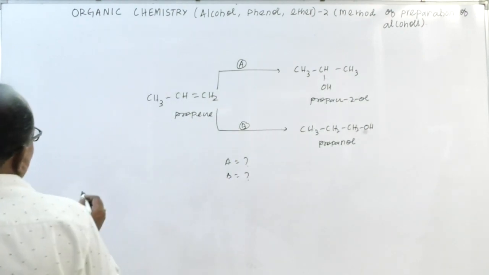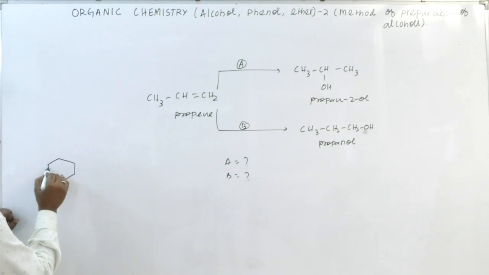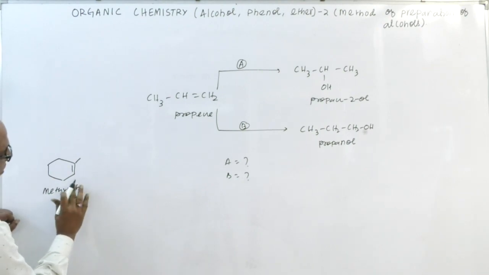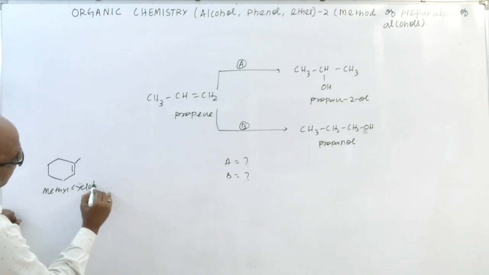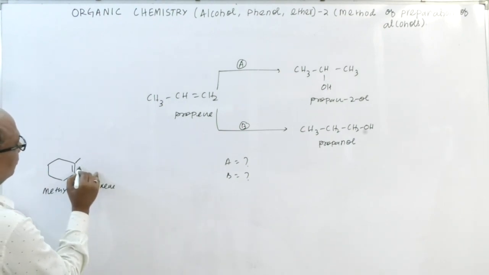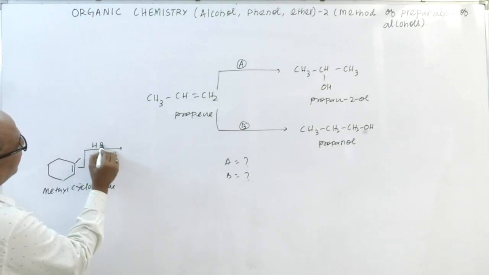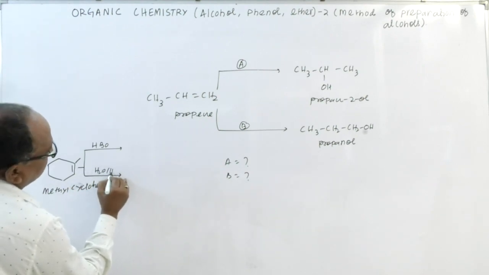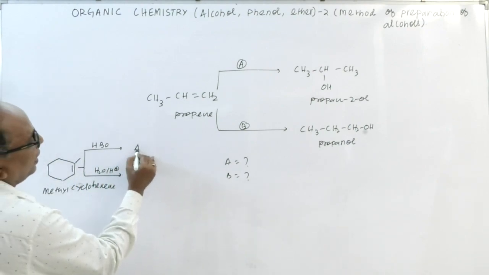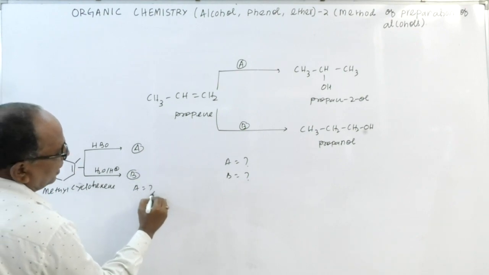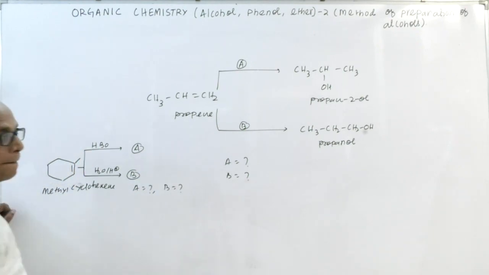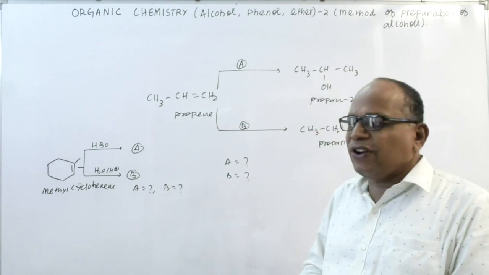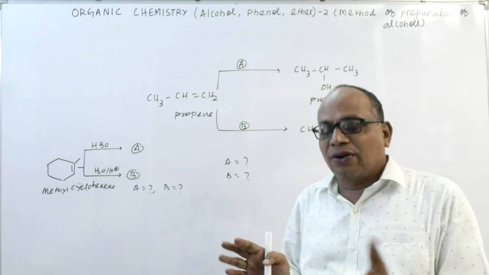Similarly, I'll give another question. This is your methylcyclohexene. It undergoes HBO reaction and it undergoes acidic hydrolysis. It gives a product A and product B. So what is A and what is B? Try to solve these questions. You will definitely get the answer. Okay, students.